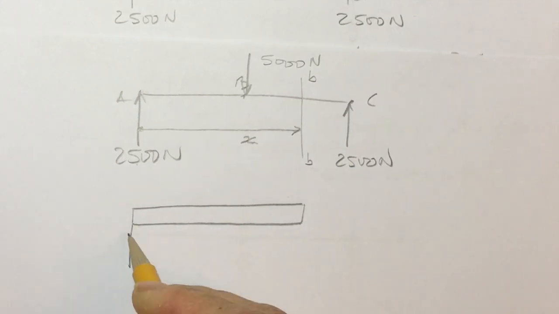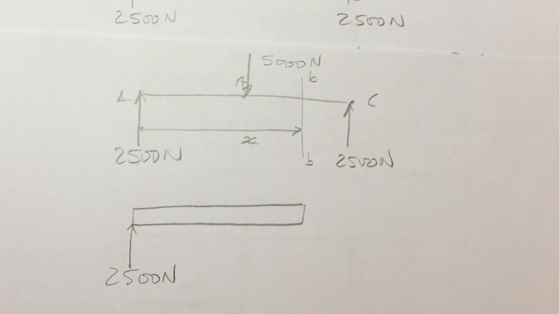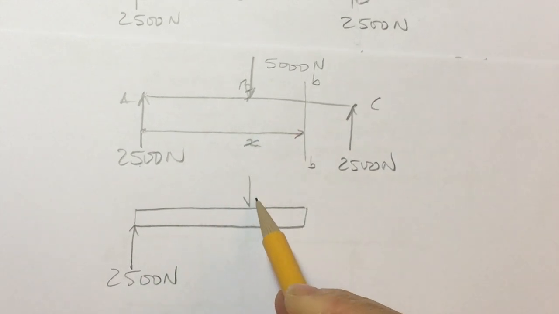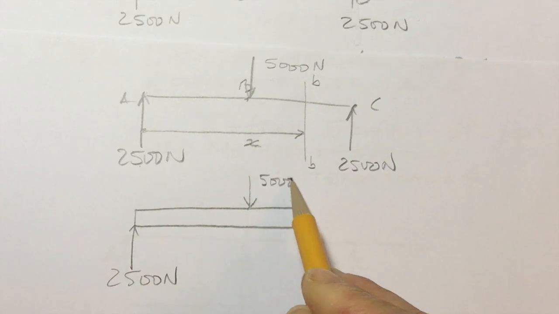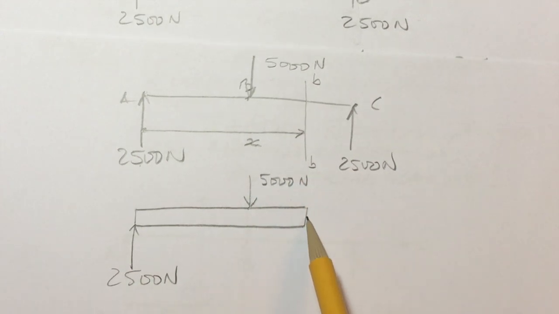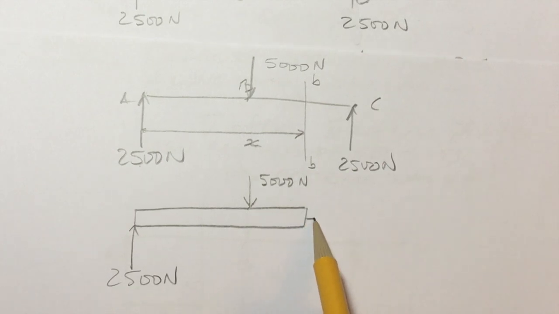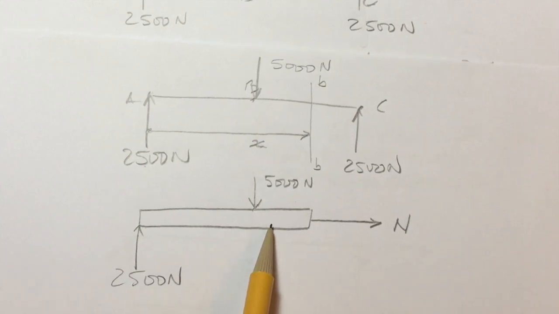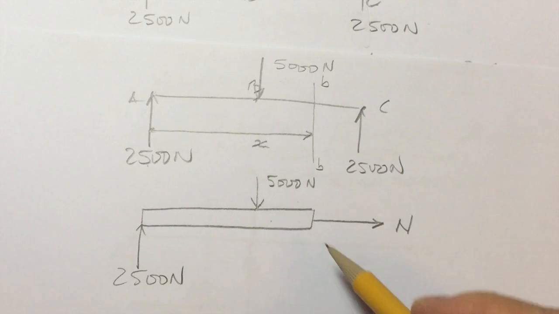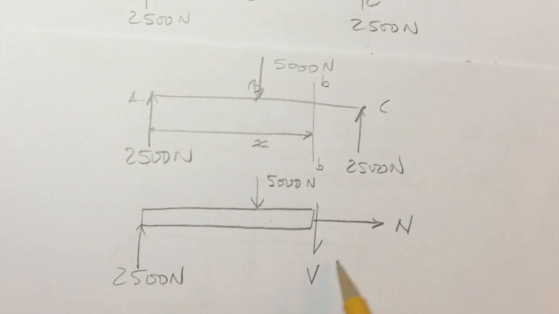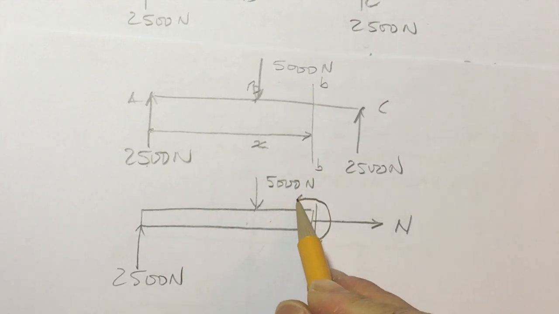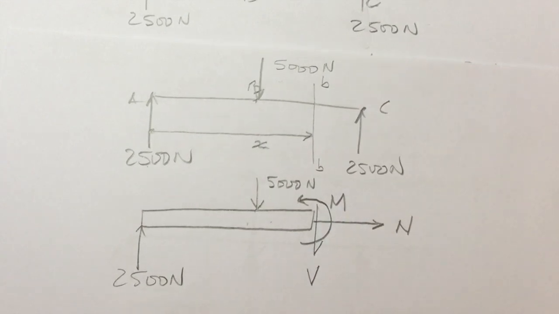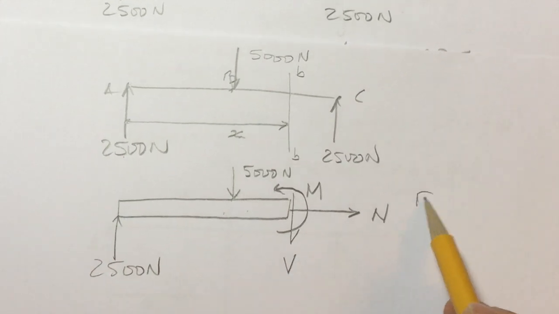So once we section it, we have our section member, and we draw this 2,500 newton force. We draw this external applied force of 5,000 newtons. And since we sectioned it, we expose the internal loading. We'll have a normal force, and we'll assume that it's causing a tension on the member. We'll have a shear force, and we'll assume that it causes this part to rotate clockwise. And we have a moment reaction such that it causes this member to bend in a concave fashion. This is my free body diagram.